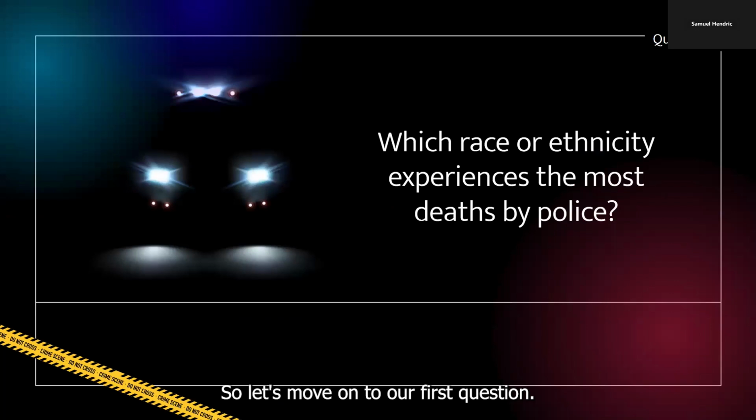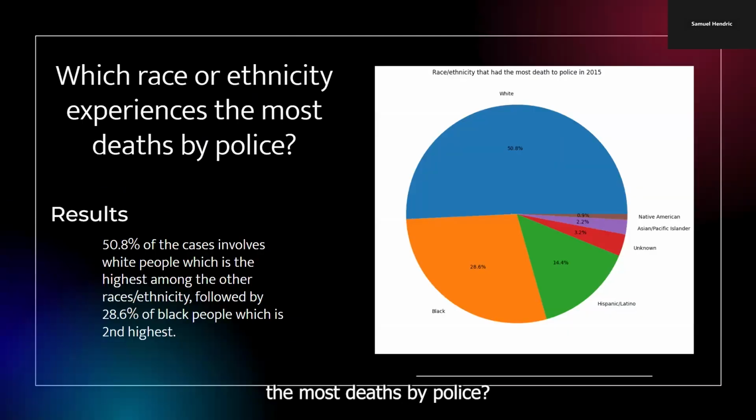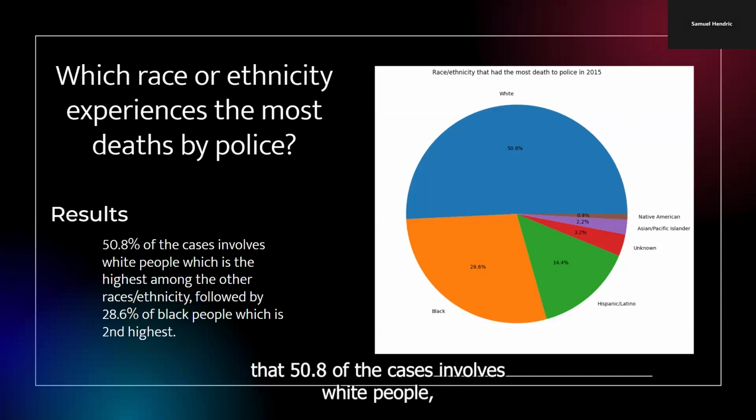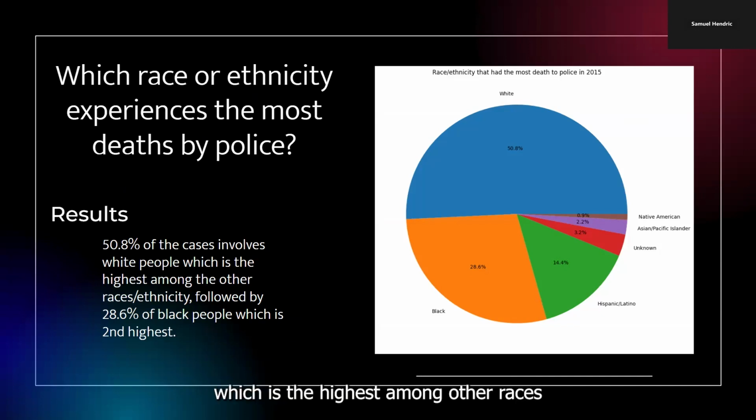So let's move on to our first question, which is which race or ethnicity experiences the most deaths by police? Our results show that 50.8% of the cases involve white people, which is the highest among other races or ethnicities, followed by 28.6% of Black people, which is the second highest.